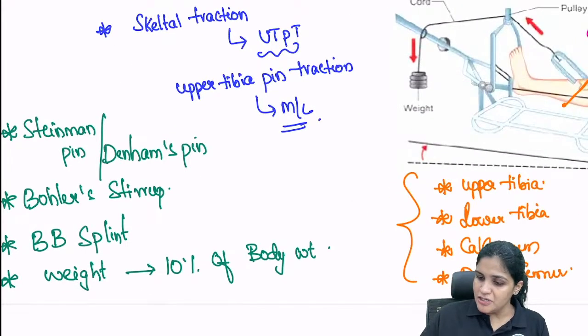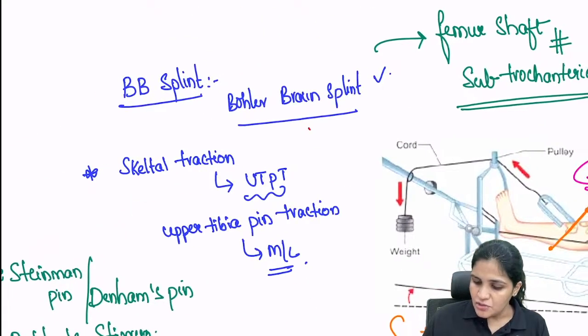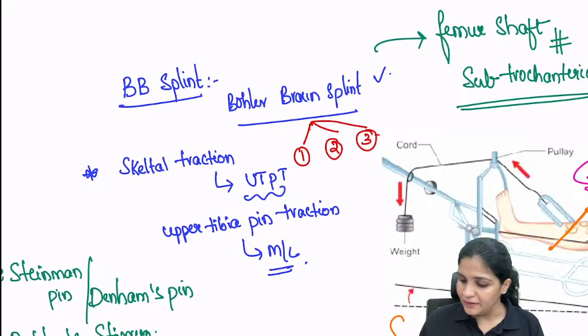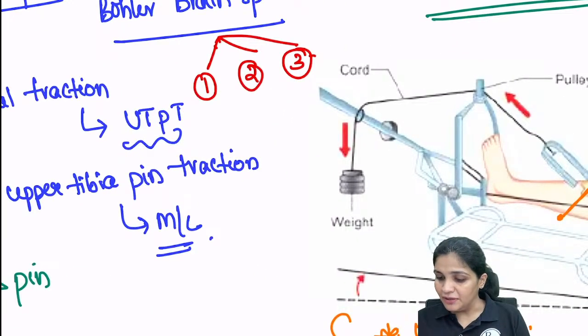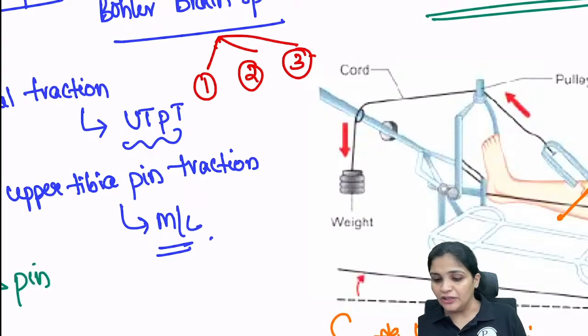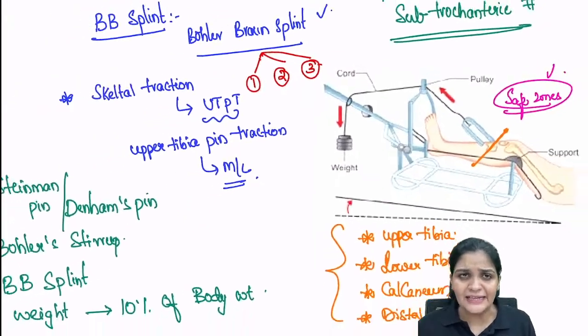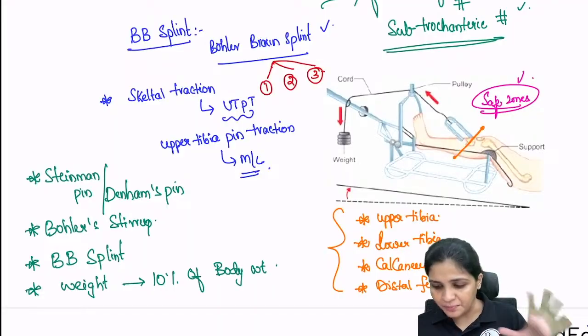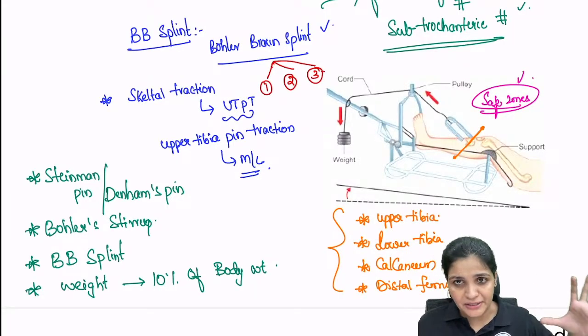Now this Bohler splint, which I'm talking about, has 3 pulleys. So 1, 2, and 3. Here you can see there are 3 pulleys like this, and depending upon the patient's condition, we use the pulley. That is also not exactly necessary for you. Just remember there are 3 pulleys which can be used according to the patient's condition.